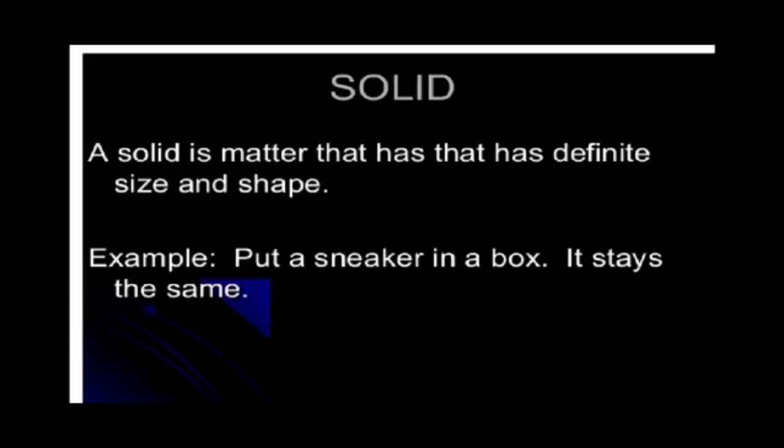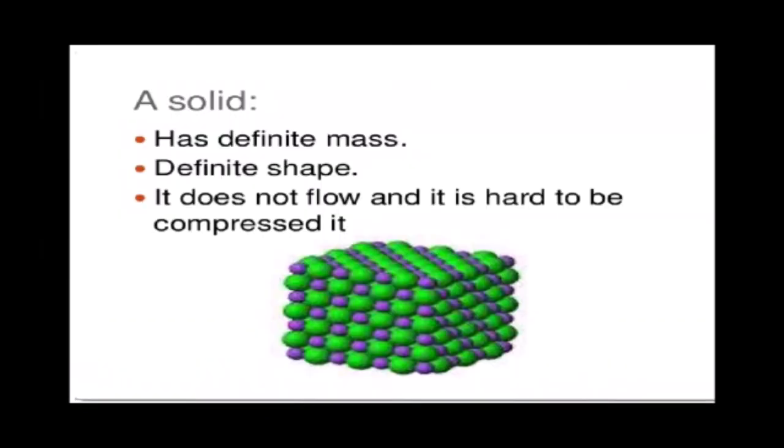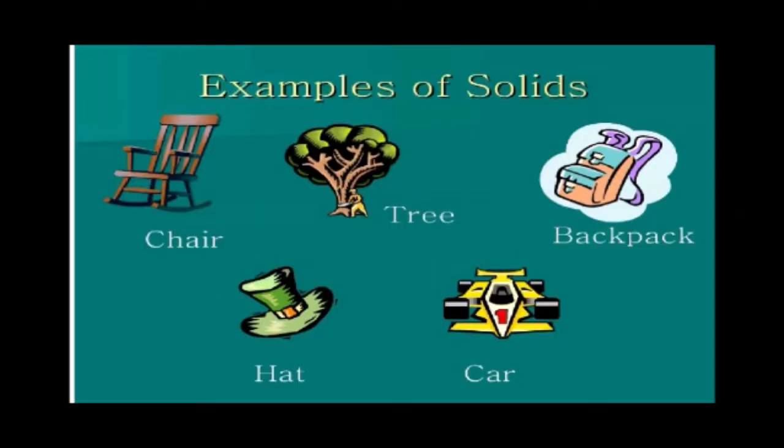A solid is matter that has a definite size and shape. For example, if you put a sneaker in a box, it stays the same. A solid has a definite mass and a definite shape. It does not flow and it is hard to compress. Examples of solids: chair, tree, backpack, hat, car, etc.